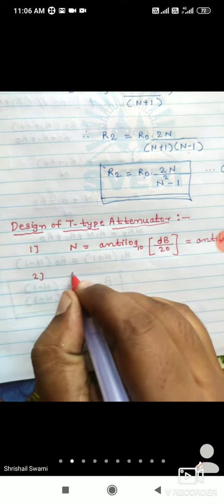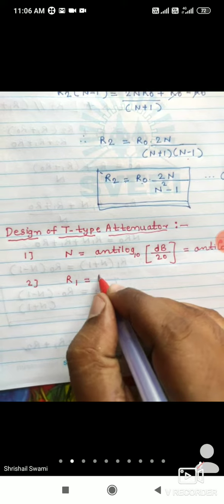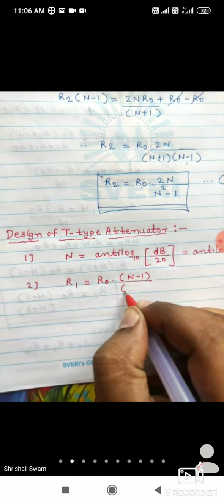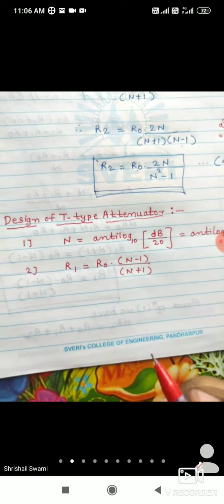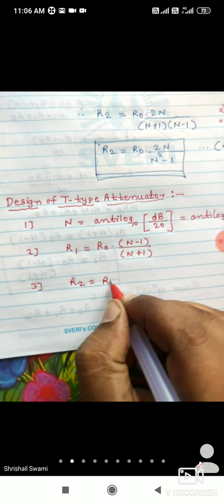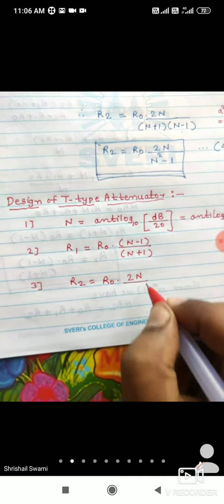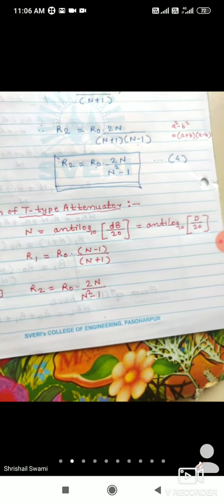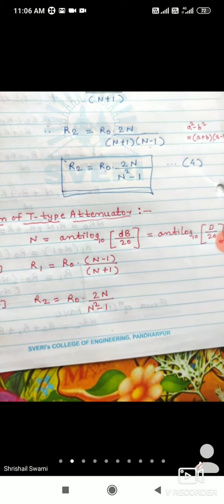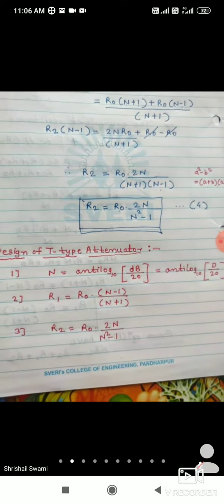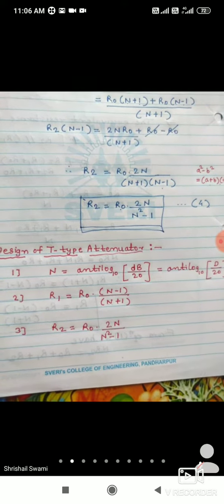Second expression is for R1. R1 is equal to R0 into N minus 1 divided by N plus 1. Okay, R0 always comes after the equal sign. Third one is R2. R2 is equal to R0 into 2N divided by N square minus 1. So these three formulas we require for designing a T-type attenuator. Any doubt in this derivation or expressions?